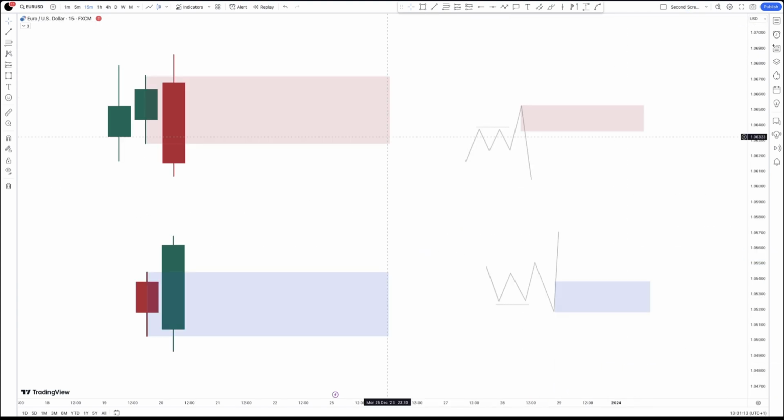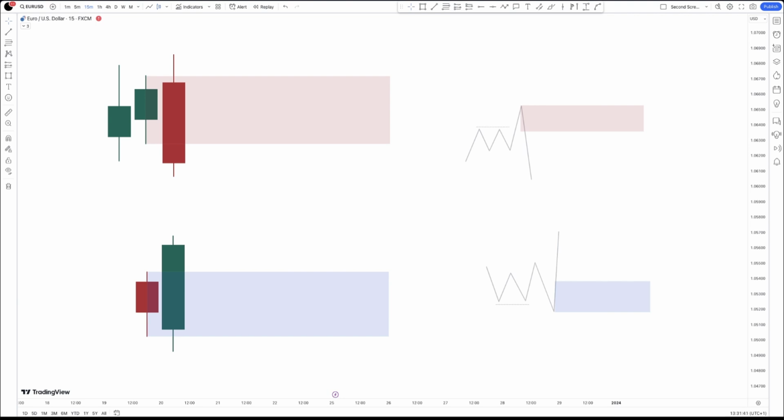Now we've understood the difference between supply, order blocks, demands, and POIs. Let's now dive into how to spot the right order block. A lot of traders have been taught that to identify a valid order block, you need a buy to sell candle or a sell to buy candle, and you should have imbalance, and also you should break a structure.